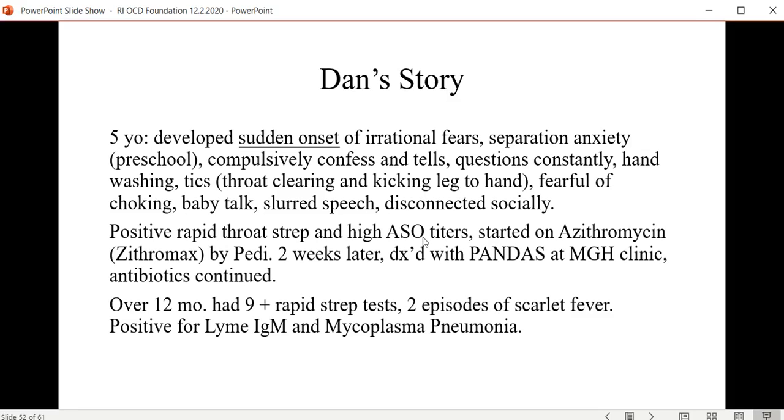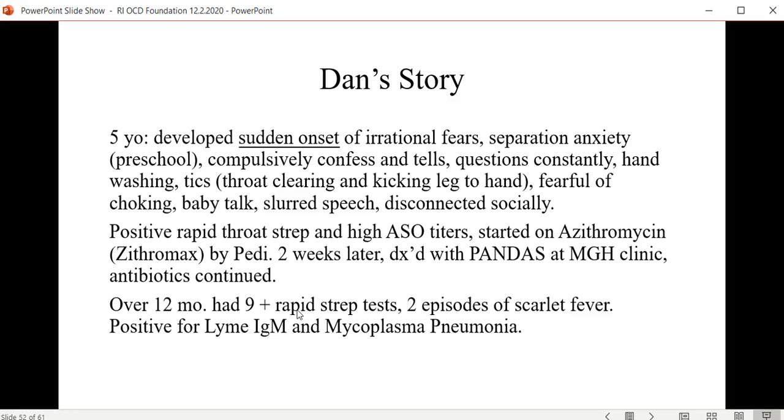And mother is a therapist, by the way, and she didn't know of PANDAS and she didn't know to believe in it, but she just was so desperate she was willing to listen to anybody who tried to describe what was wrong with her child. He had high ASO, started on antibiotics, and he immediately got better some. He was diagnosed with it later on at the PANDAS clinic at Mass General.